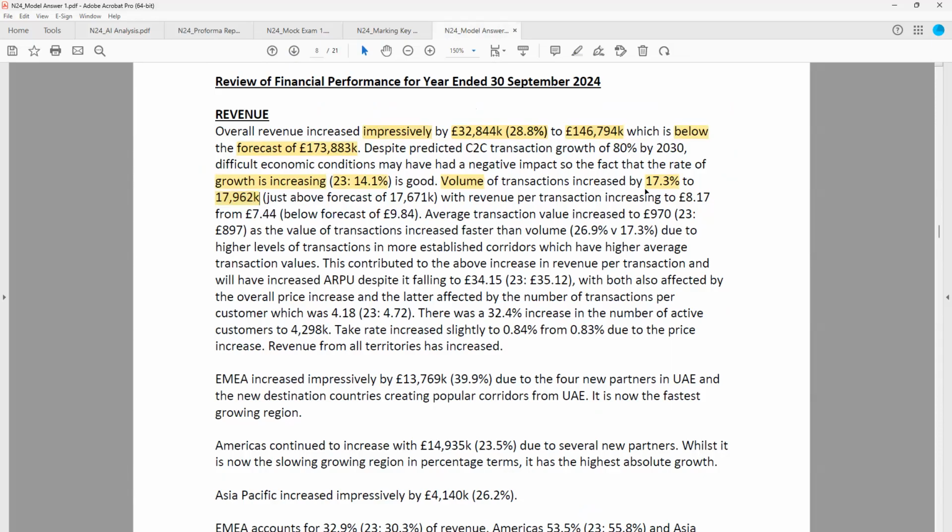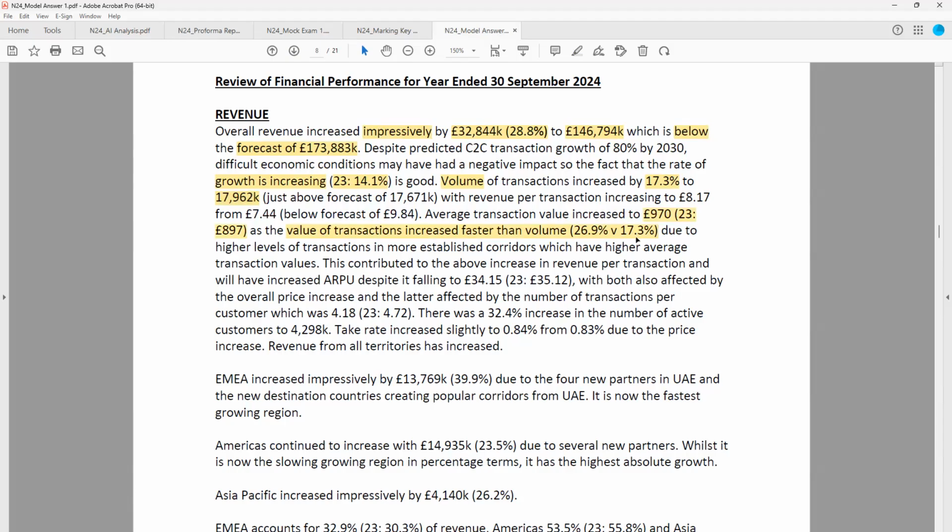So, we can see here volume of transactions up by 17.3%, and revenue per transaction has also increased. So higher volume and a higher price, but again, it's still below the forecast. And then I'll come on to look at average transaction value, which has increased. And then of course the reason numerically is because the value of transactions has gone up faster than the volume. So just specifically mentioned those two numbers there.